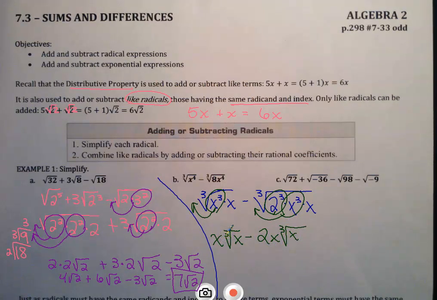So again, my like radical here is the cube root of x, because they have the same index. So what's x minus 2x? Negative x times the cube root of x. You got it. But like I said, it had to have the same radicand and the same index. So the same number under the radical and the same index. Good.